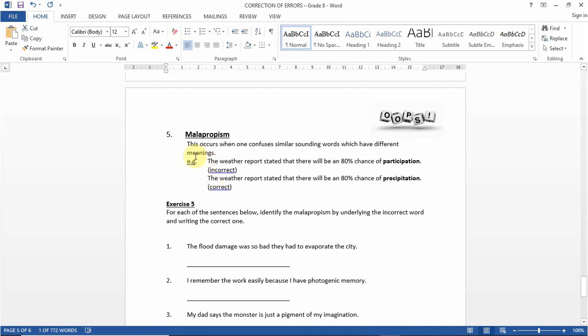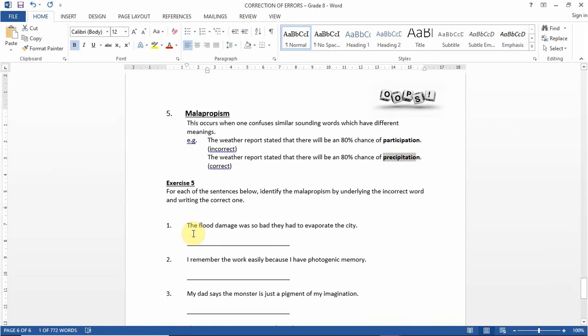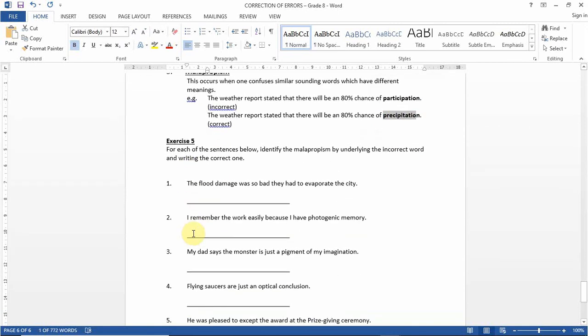Okay, so let's take the example. The weather report stated that there will be an 80% chance of participation, but it's supposed to be an 80% chance of precipitation, like rain. Okay, so participation is an actual word, so it's not a spelling error, but it's just the wrong word in this case. So let's take the next example, the first one of exercise 5. The flood damage was so bad they had to evaporate the city. Evaporate is the wrong word there, because you're not evaporating the city, you're evacuating the city.